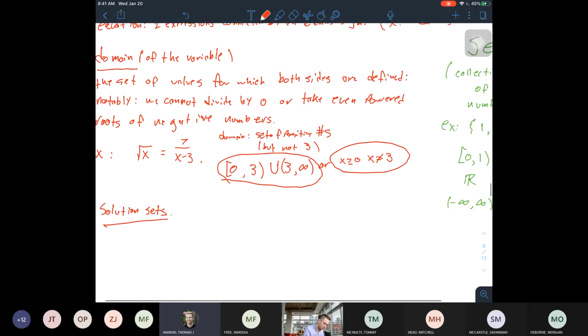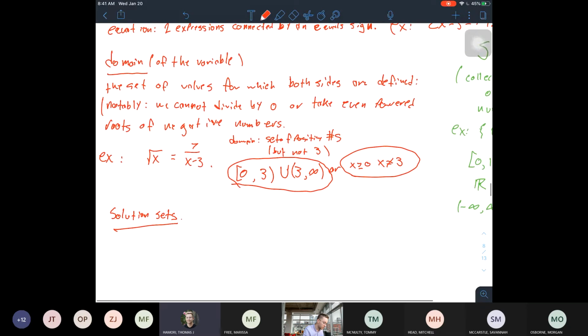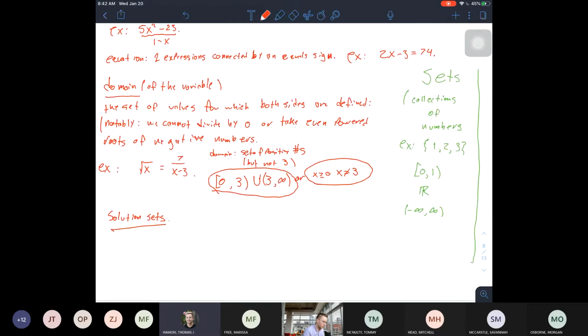Let's see, is there any other way we could express it? Yeah, not really. I think those are the main ways that we would express the domain of this equation here. Okay, so it's the set of values which we can plug into the variable, and both sides of the equation make sense. Okay, that is what the domain is.